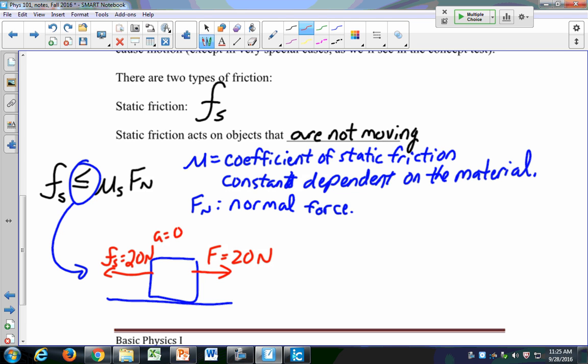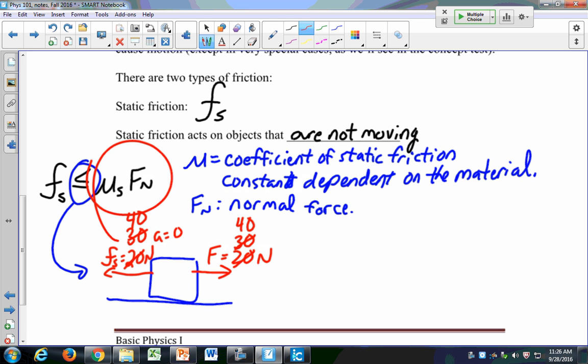It increases, and in fact it will continue to increase. Even if I push here with 30 newtons, I get 30 newtons. If I push with 40 newtons, I get 40 newtons. It will continue to increase until it reaches this maximum value. Let's say the maximum value is 50 newtons. This thing's not going to move until I get up to 50 newtons, and then I overcome the static friction and I move to something else.